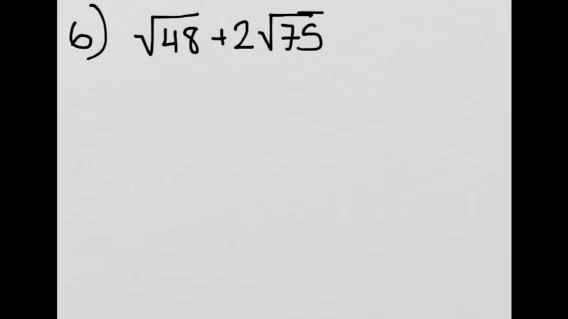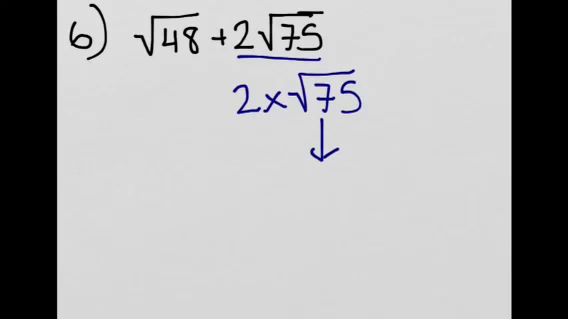Now be careful when you're dealing with this term 2 root 75. Okay, that means 2 times the square root of 75. So when you simplify the square root of 75 in its simplest form, you need to multiply your answer by 2. Then to finish the question off, you add your 2 simplified surds together.